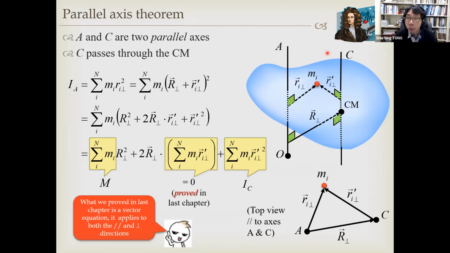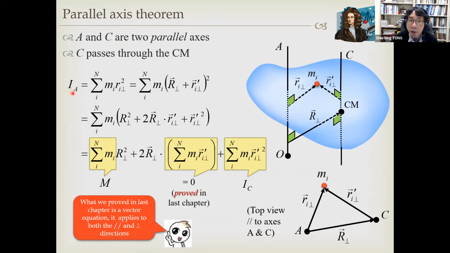Now, if you look at this diagram from above, imagine yourself having a top view, you will see the axes A and C running out of the page. And you will also see the three vectors R-perp, Ri-perp, and Ri-perp prime. They form a triangle like this. If you neglect the heights, if you project the three vectors onto the same plane, you can see they form a triangle like this. Now let's go with the derivation.